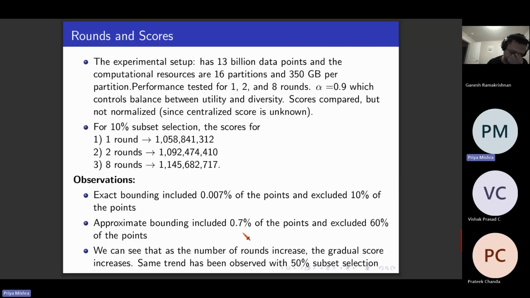And the number of points which were included from the original data set into the subset was almost 0.007% of the original data set size, and 10 points were excluded from them for exact bounding. And while using approximate bounding, since the constraints are a little bit soft, more points could be included, so that increased the number of points to 0.7% of the original data set and has excluded 60% of the points.